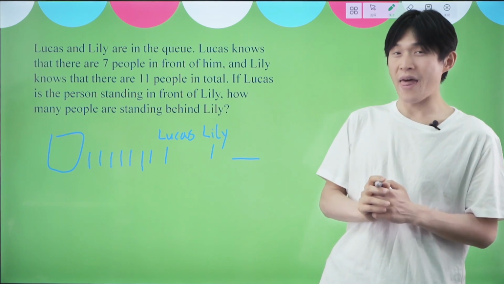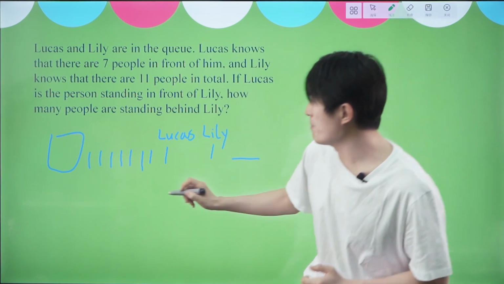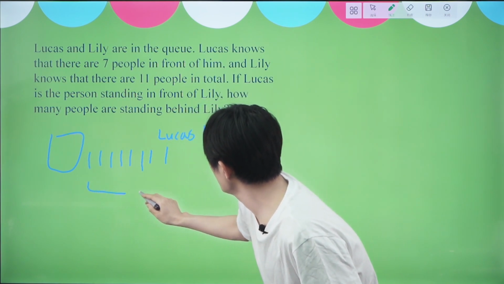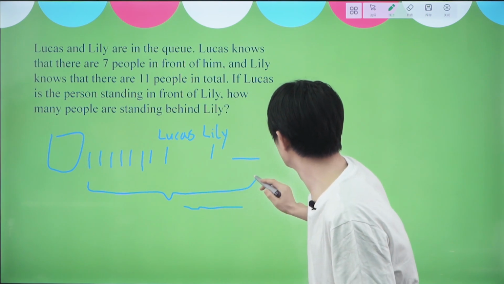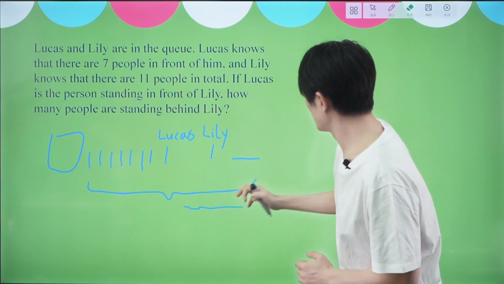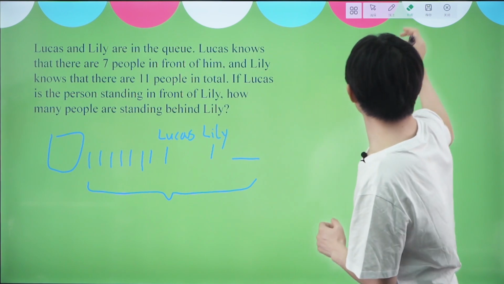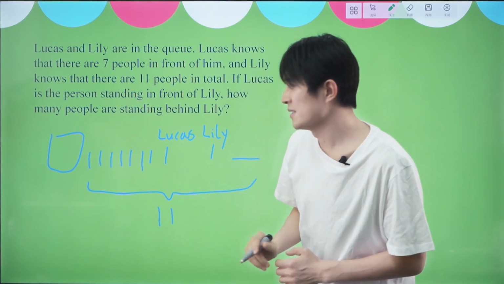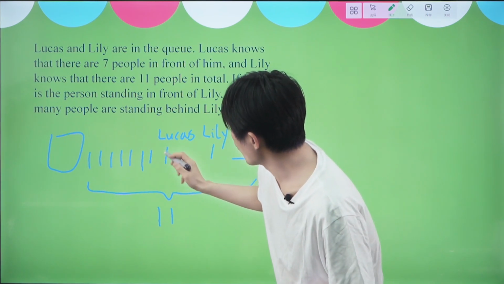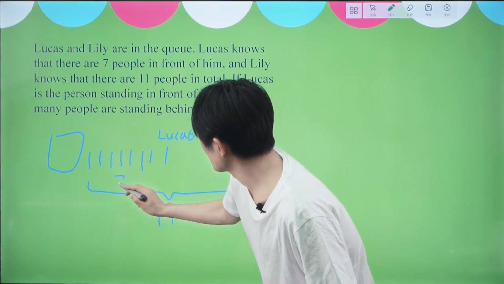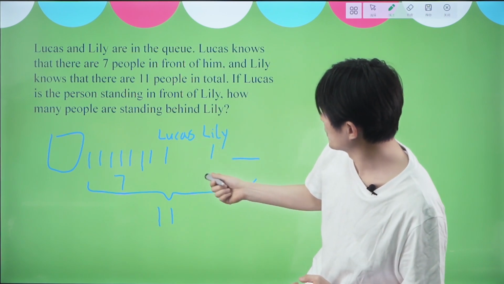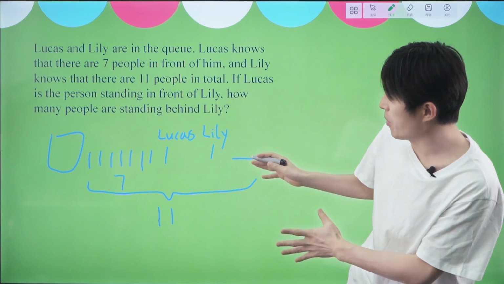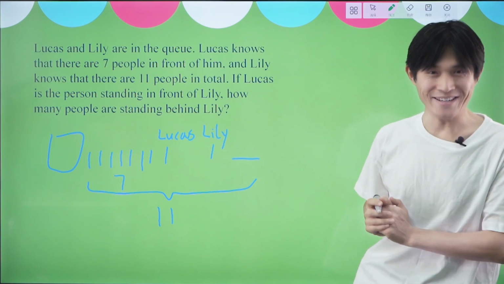So we know that there are 11 people, and 7 are standing right in front of Lucas. There is Lucas and Lily. So the rest of the people are the people who are behind Lily.